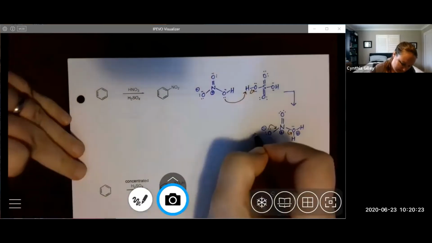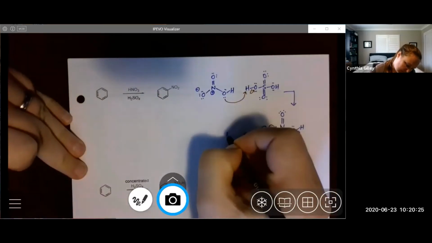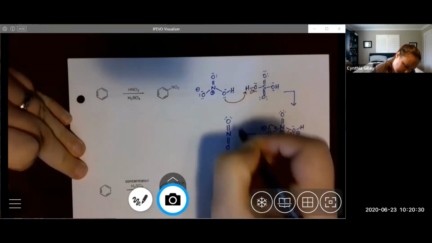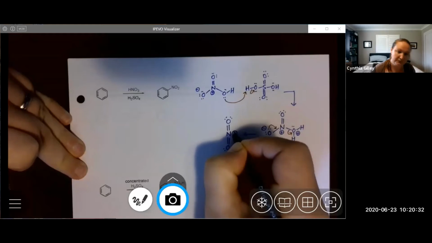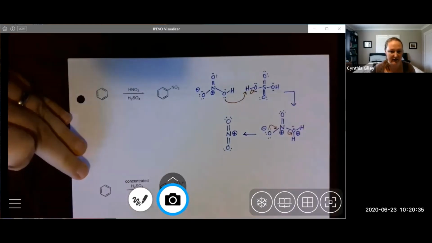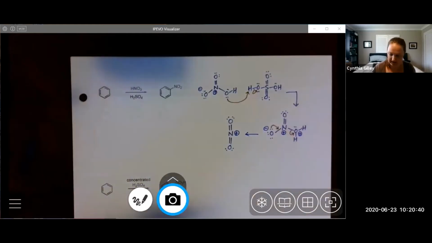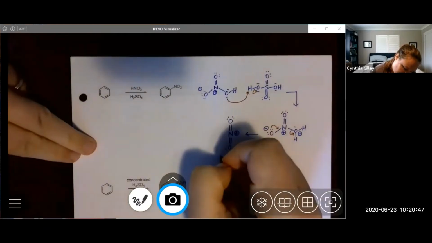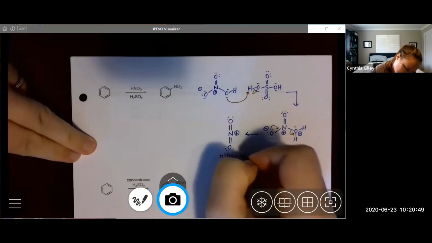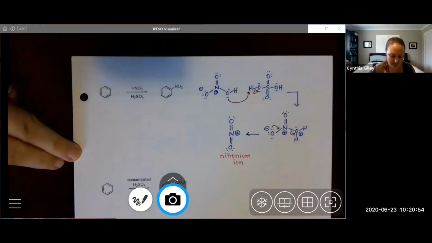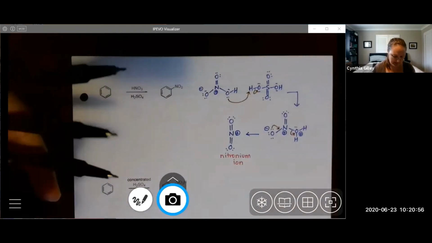That will get us to one of the resonance contributors, and usually the one that people draw most often. This is the active electrophile. This is what gets attacked by the aromatic ring. It has a special name. Remember the acylium ion that had a special name? This is called the nitronium ion. Sometimes names can help us remember what's important in the mechanism. It's good to think about names.